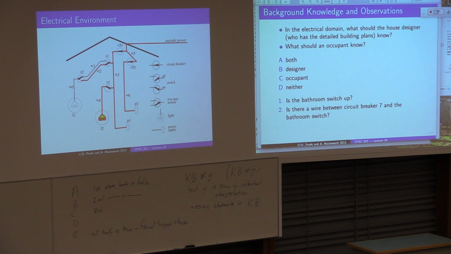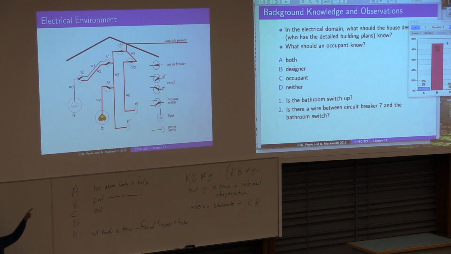Okay, let's see. Lots of people have answered. Right, so you'd expect the designer of the house to know this, but not the occupant. So there are certain things the designer of the house knows that the occupant doesn't know, and vice versa.